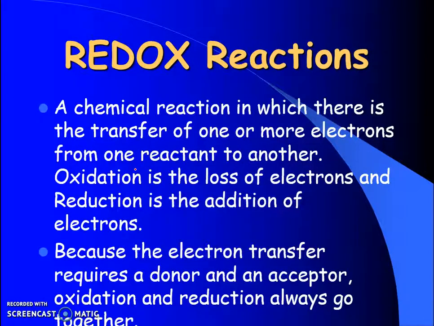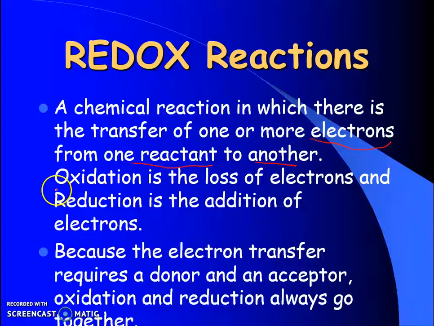So to know that reaction, how the ATP is produced, you need to know that it is a redox reaction. So what is a redox reaction? It's a chemical reaction in which there is the transfer of one or more electrons. So if we are talking about the transfer of electrons, there has to be one reactant, and there has to be another reactant to receive that electron.